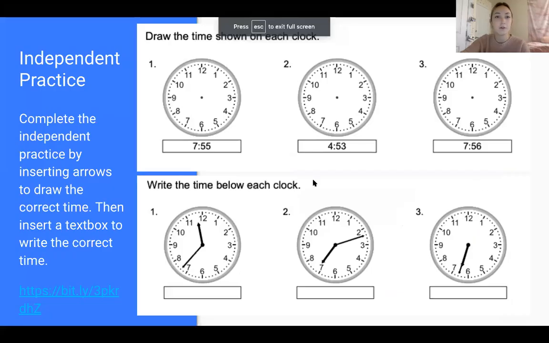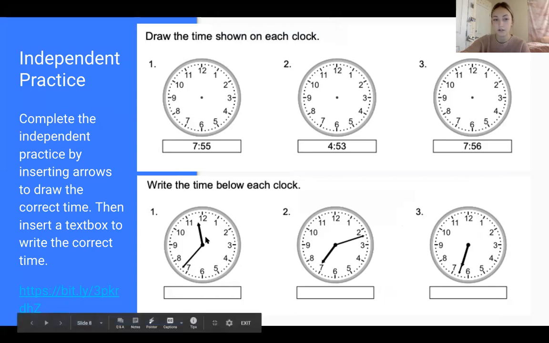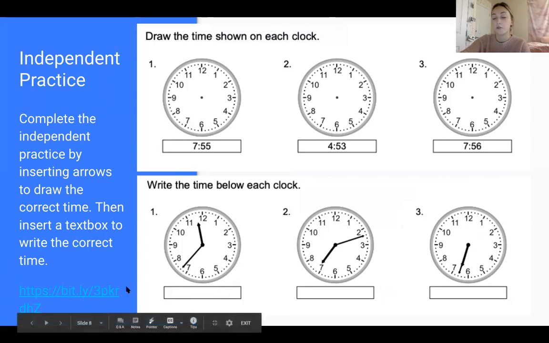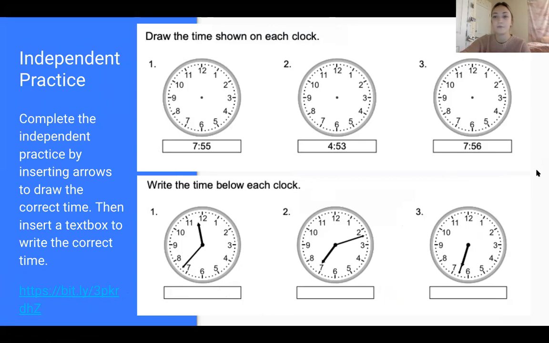Back to our PowerPoint, we're going to move into some independent practice. I'm going to have you complete the independent practice by inserting arrows to draw the correct time. And then for these bottom three, you're going to insert a text box to write the correct time. You can access this by using this link. After you complete the independent practice, we'll go over the answers in the next slide. So pause your video now.